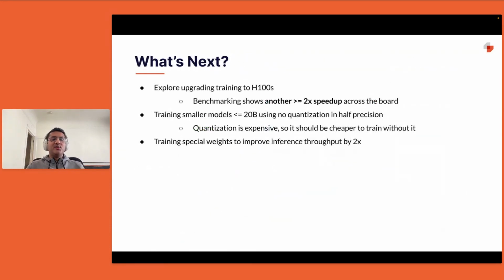And really, where do we go from here, right? Training's already 10 to 15 times faster. Iteration speed feels really good. Things feel snappy. Well, one thing we can explore is pushing this further by actually moving to H100s.